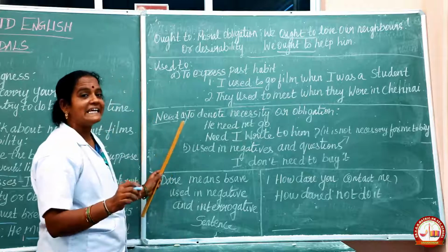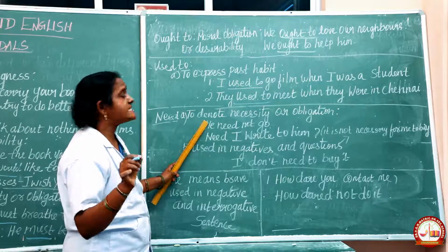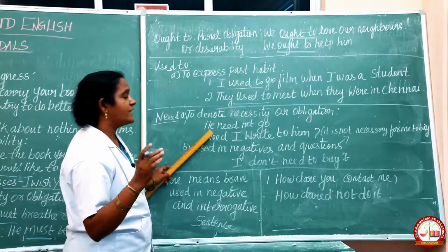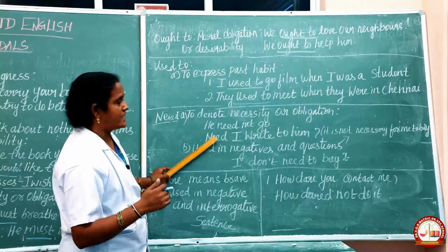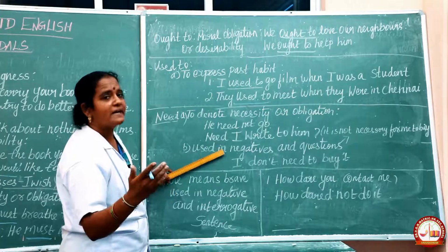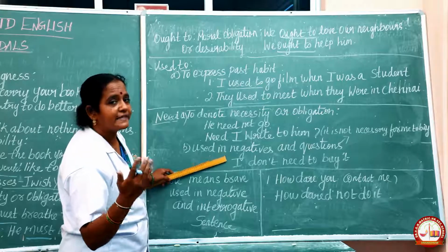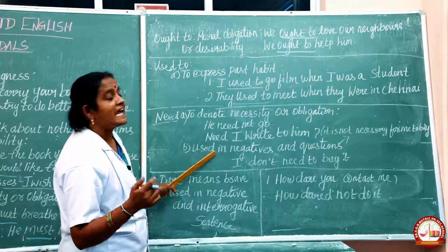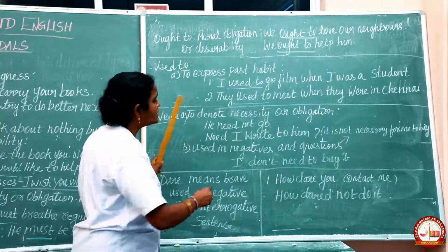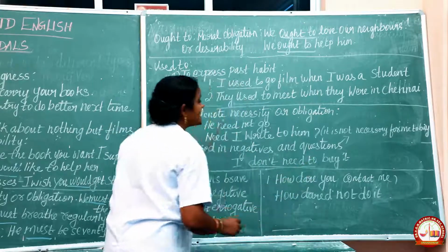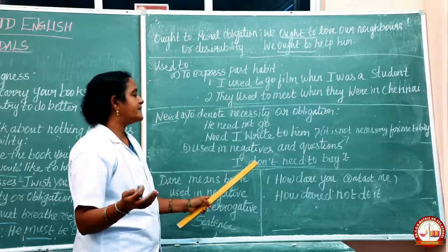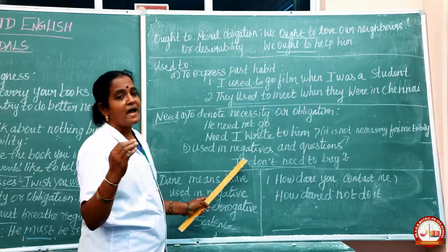And the next one is need. To denote necessity or obligation, we use need. We need not go. That means there is no necessity to go there. Need I write to him? This is an obligation. And it is used in negative and questions. That means I don't need to buy. It is not necessary for him to buy, so he didn't buy that one. So it is used in negative and questions.